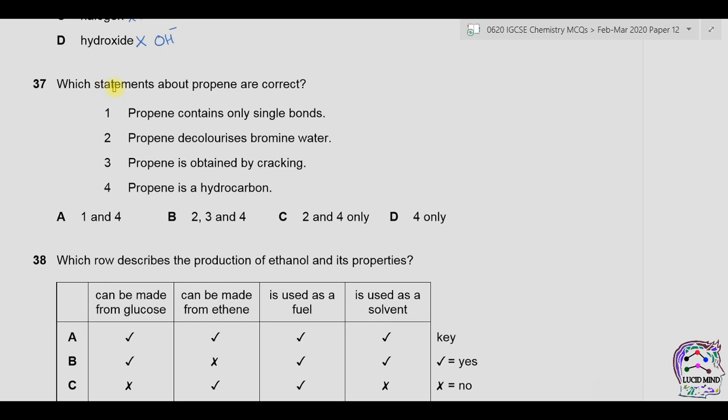Question 37. Which statements about propene are correct? 1. Propene contains only single bonds. As propene is an alkene, its formula is C3H6 and there is one double bond present in the propene molecule, so this is incorrect. 2. Propene decolorizes bromine water. Now bromine can add itself to the double bond in order to convert it into a single bond. And therefore this is correct.